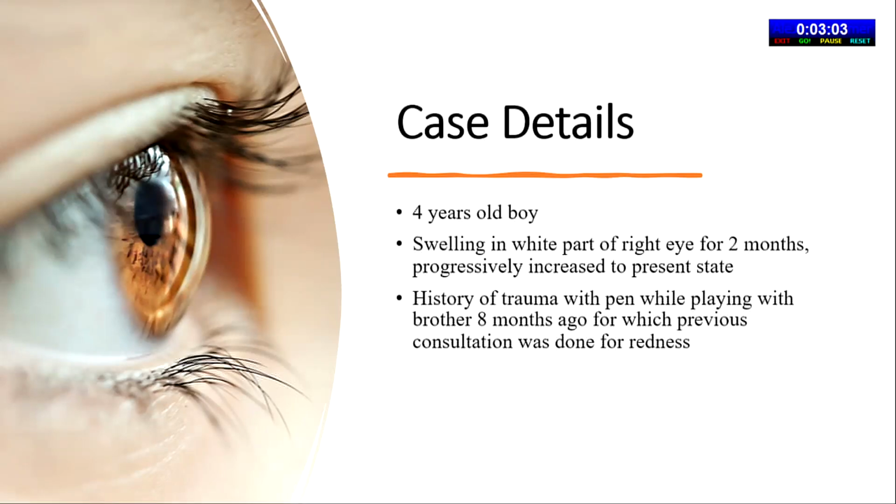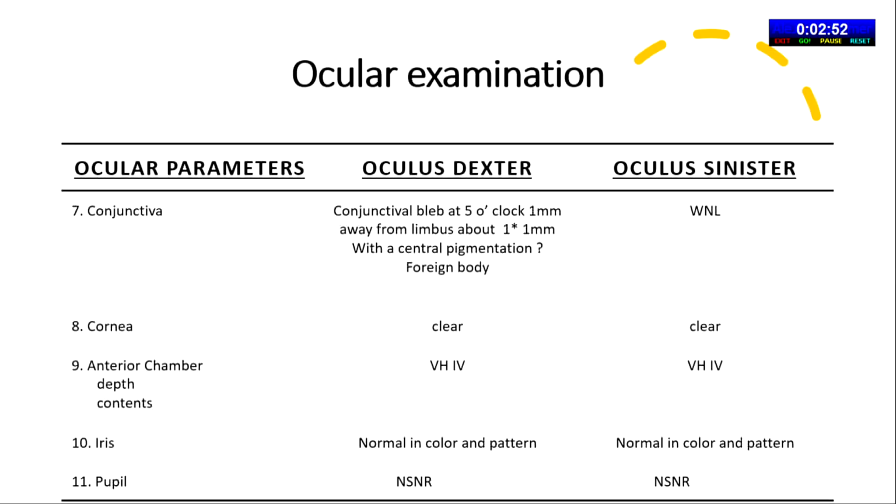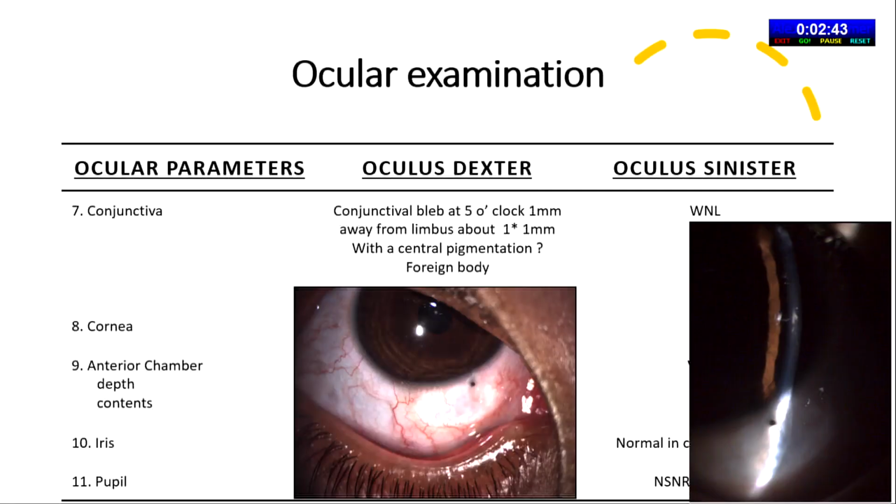History of trauma with pen was present while playing with brother 8 months ago, for which previous consultation was done for redness. In the right eye, the best corrected visual acuity was 6/24 and the pressure was 6 millimeter of mercury. A conjunctival pleb was present at 5 o'clock, which was 1 millimeter away from the limbus, about 1 into 1 mm, with a central pigmentation suggestive of a foreign body.